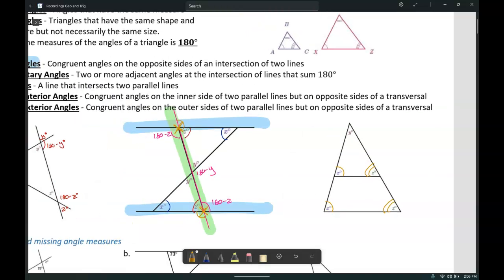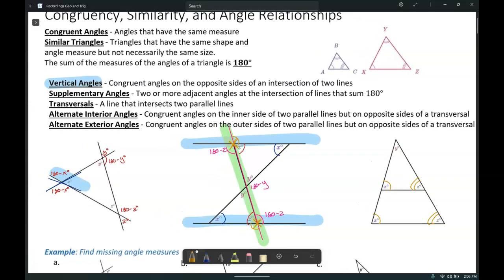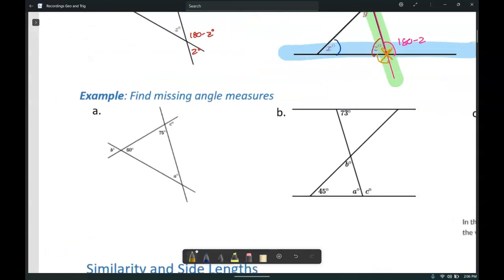The other thing about triangles is that all of the measures of the angles inside of a triangle have to add up to 180 degrees. With these facts combined, we're able to simplify and evaluate different diagrams and solve for missing values. So we'll go ahead and do that now.